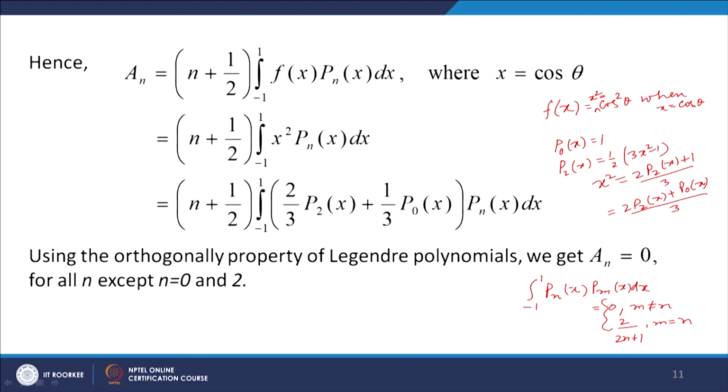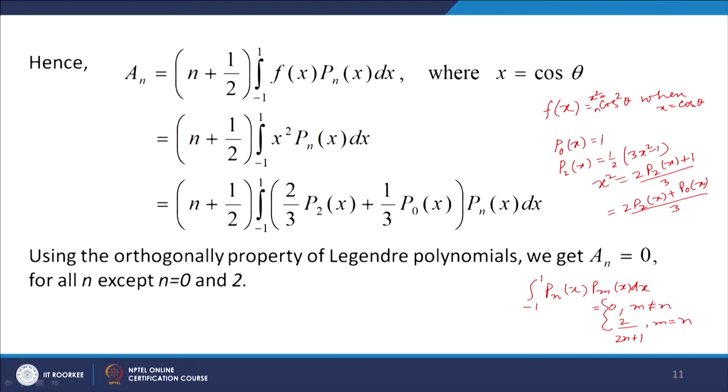Similarly, the integral from -1 to 1 of P_0(x) P_n(x) will be 0 for all n not equal to 0, and when n is equal to 0 we have the integral of P_0 square x, which will be 2 over 1, so it will be 2. So, using the orthogonality property of Legendre polynomials, we get a_n equal to 0 for all n except n equal to 0 and 2.